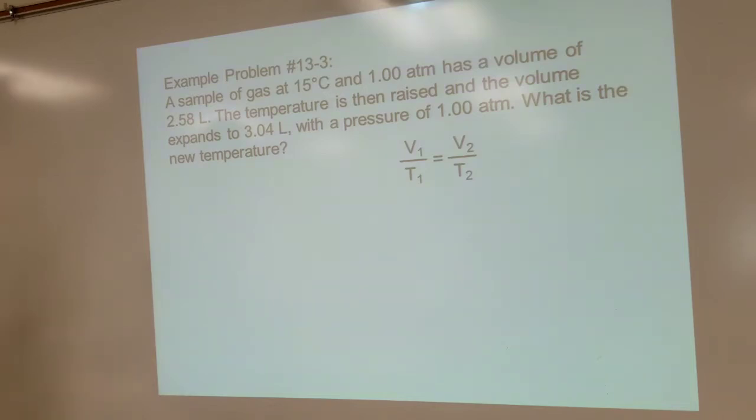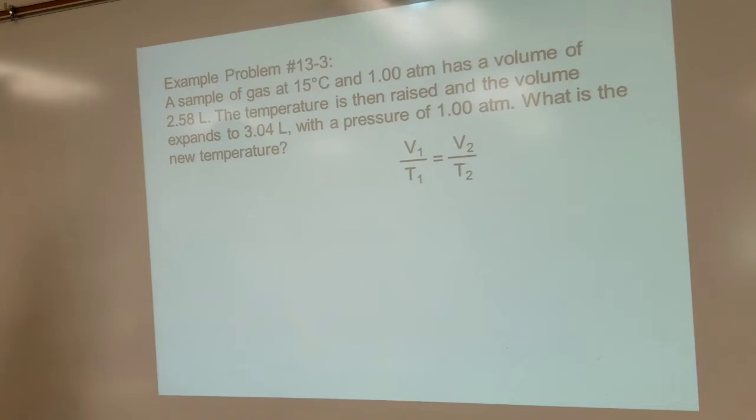Okay, so I've mentioned how to calculate Kelvin earlier because of this question. As a reminder, I'll go back to it again. Example problem 13-3. A sample of gas at 15 degrees Celsius and 1.00 atmospheres has a volume of 2.58 liters. The temperature is then raised and the volume expands to 3.04 liters with a pressure of 1.00 atm. What is the new temperature?